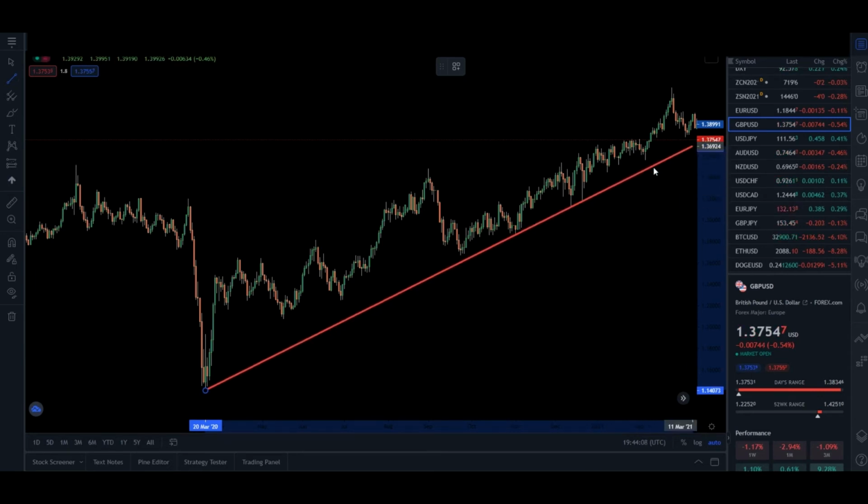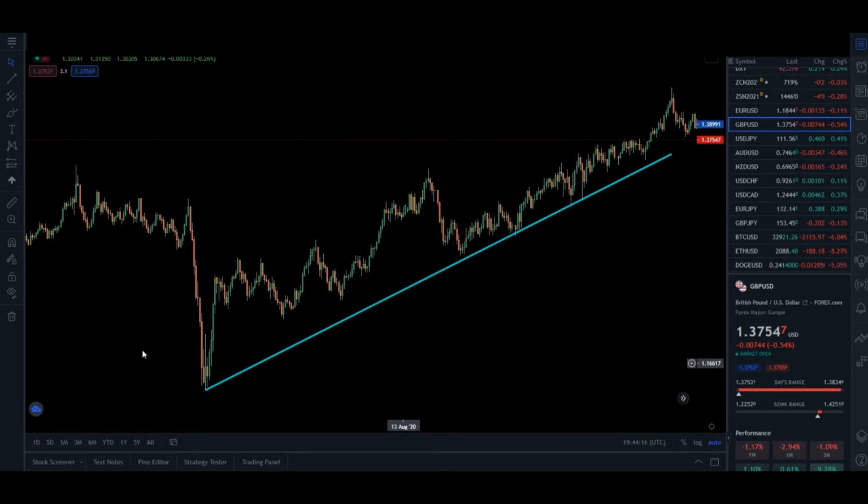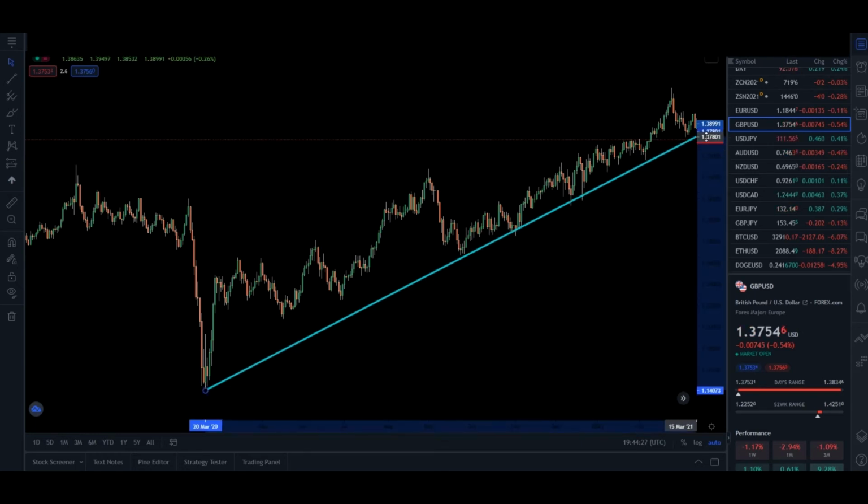See how I connected the lows right here? Basically, you're connecting the lows, blue for up, red for down. So here's a low, and then you're connecting it to this low and this low. It's kind of like connect the dots. Here's a low, and you're connecting those lows.